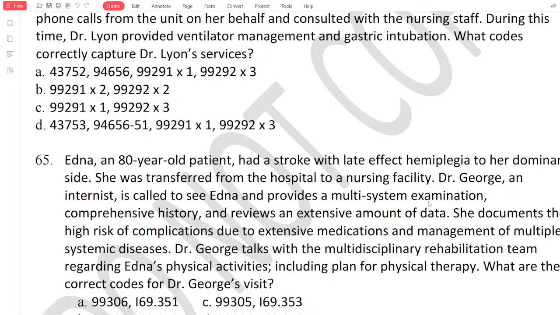Just read the way of Dr. George. He came all the time and all the procedures he had done, and the examination result, it's comprehensive and high risk of complications. So just read the concept of Dr. George's visit.